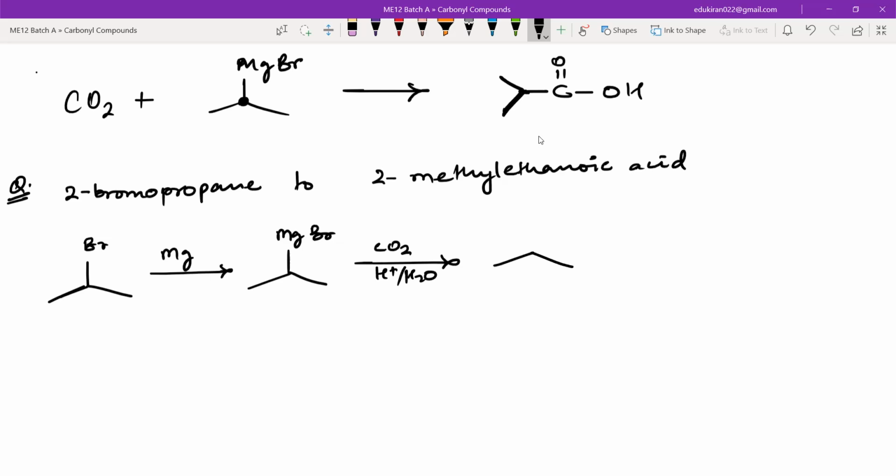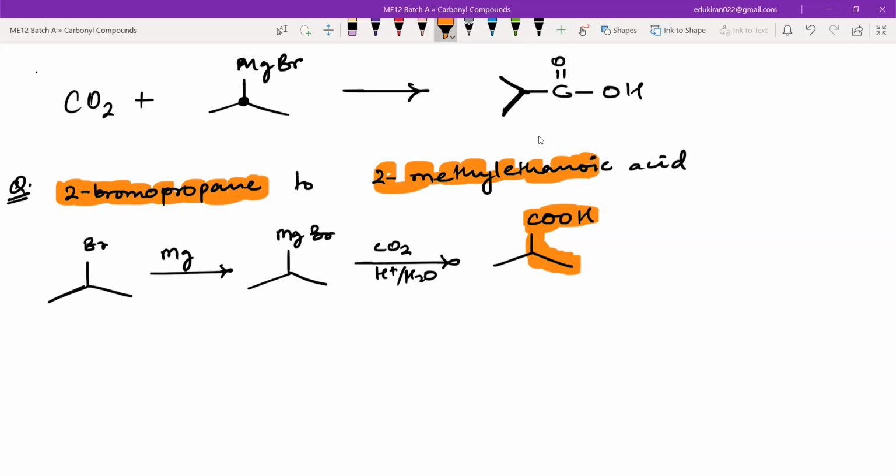Then you are going to get COOH in the place of MgBr. Now, can you see that these reactions are very, very easy to convert. But if you see this name here, 2-bromopropane to 2-methyl ethanoic acid, it may seem tough, but if you understand the reactions, it's going to be very easy. Okay, so write this down. Let me know if you're done. And then we'll write one more, that is acyl halide and anhydrides.